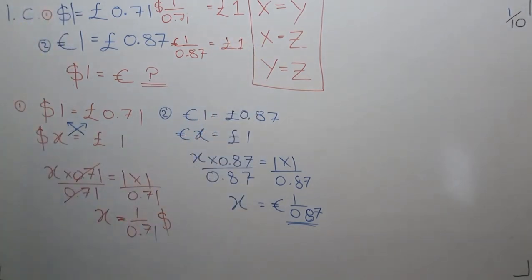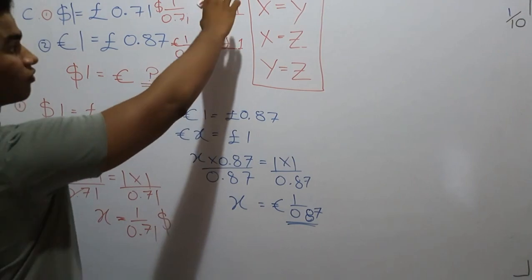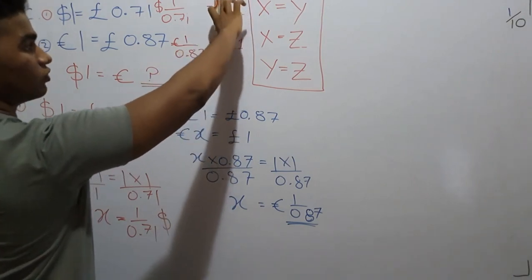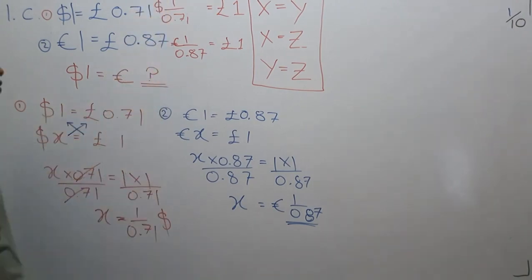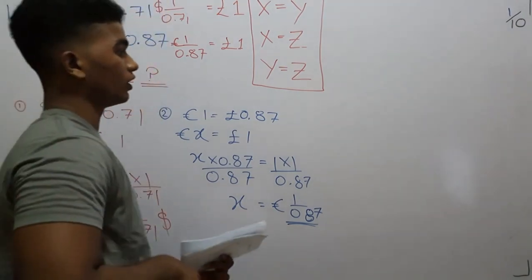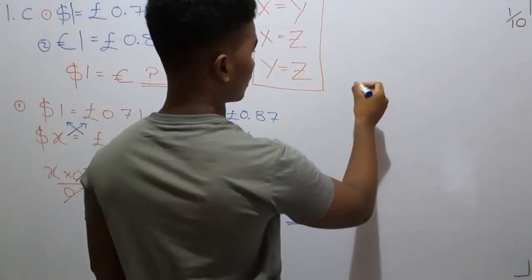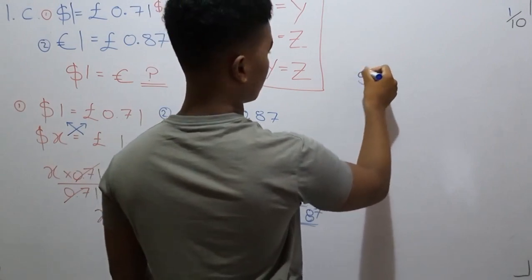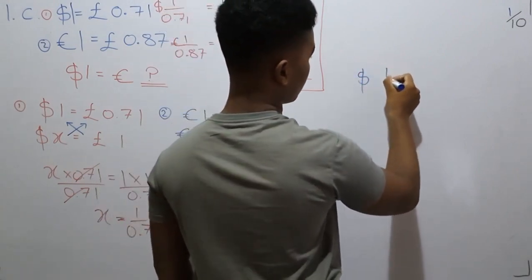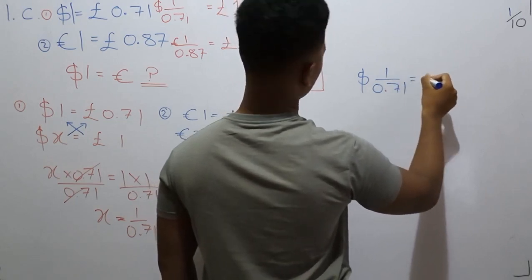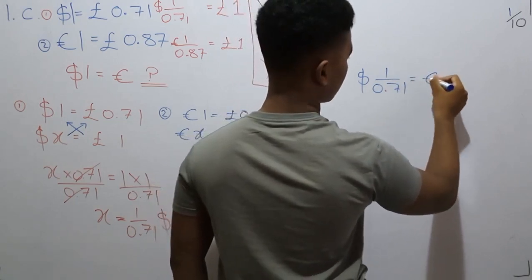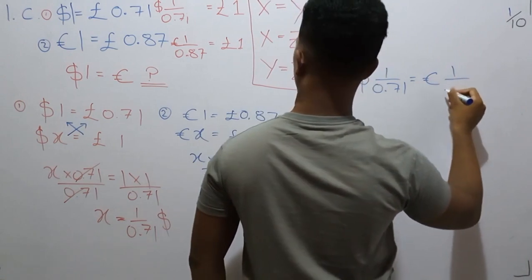See, now we have made the pounds equal. So now we can equate dollars and euros. So 1 over 0.71 dollars is equal to 1 divided by 0.87 euros.